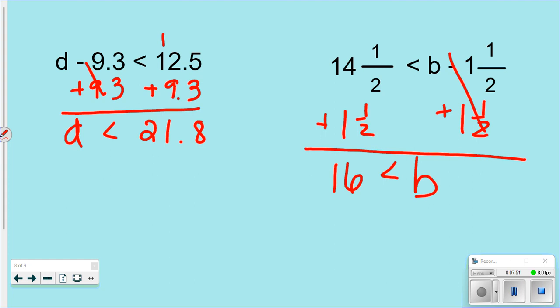Some people don't like their variable second. If you don't like your variable second, it's okay. You can change it. Now just watch. If you want to change your variable and your number, that's fine. But the sign also has to switch. So notice how the little side is pointing towards the 16. You still have to have the little side pointing towards the 16 when you flip them around. If you have more questions about that, that's something we can talk about in class together.